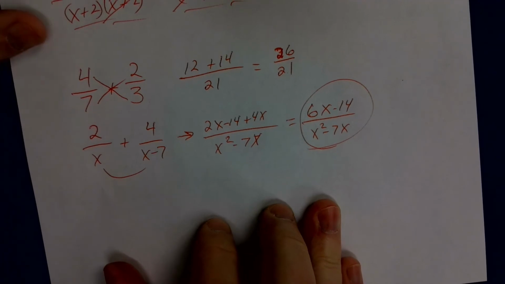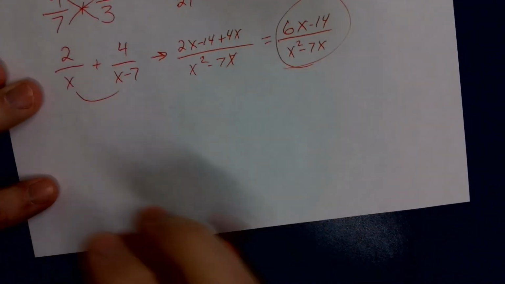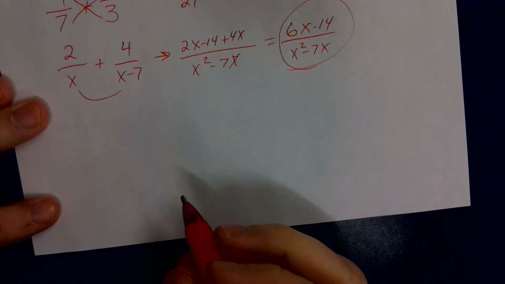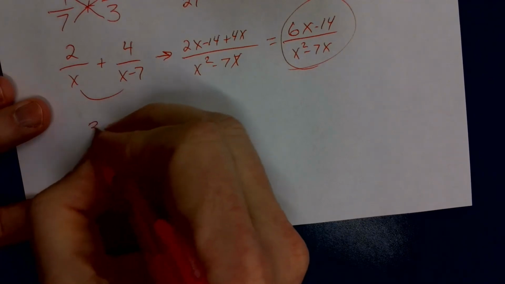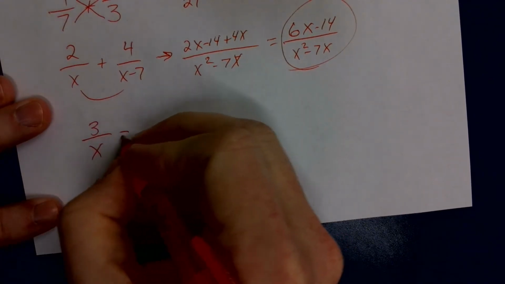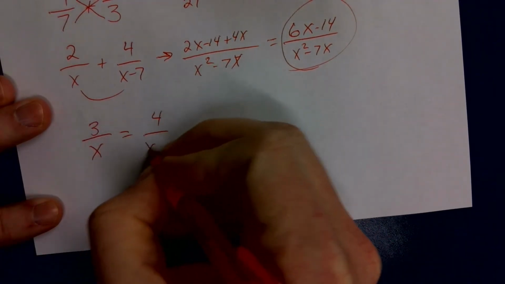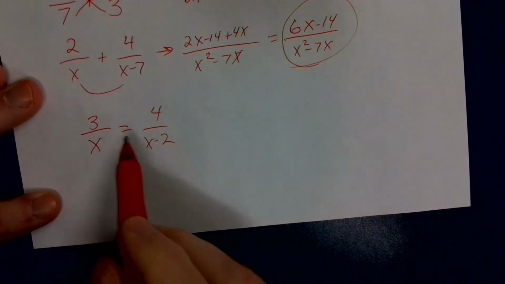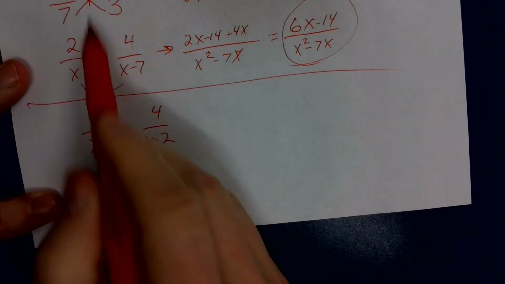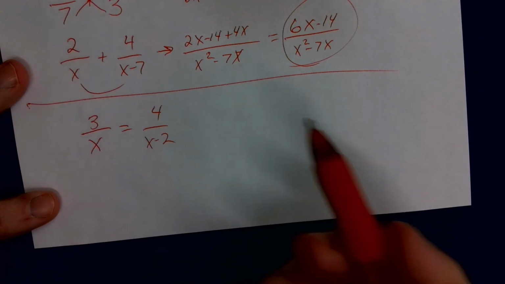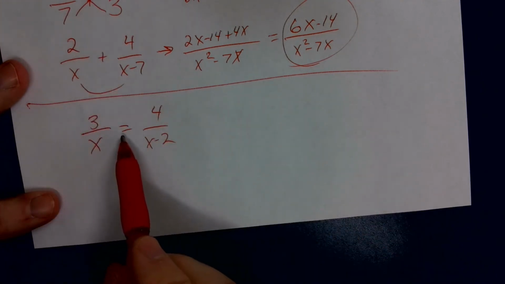Now, occasionally we have equations in between here where we're going to solve them. So let's say we had 3x equals 4 over x minus 2. Well, this is a completely different problem. Those were plus signs or minus signs, it doesn't matter, separated by terms. This is an equal sign.